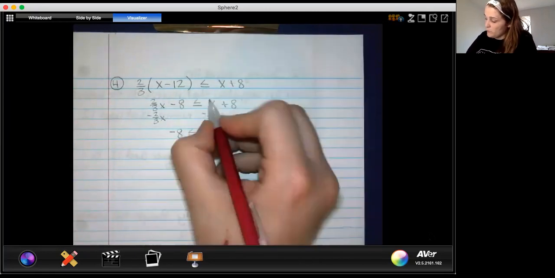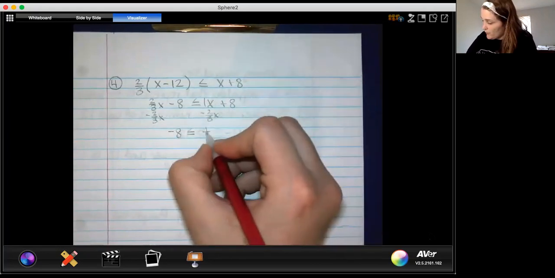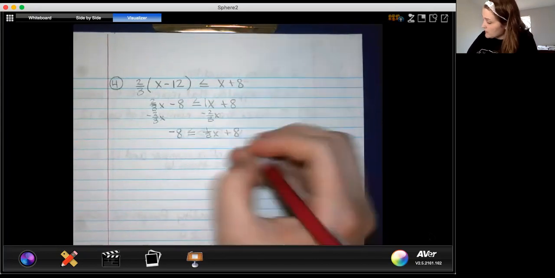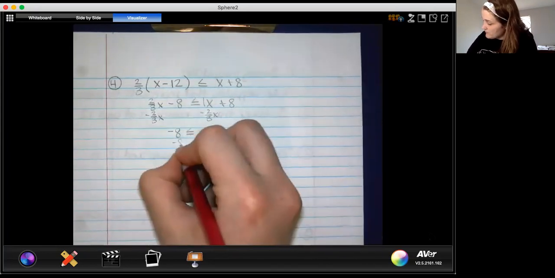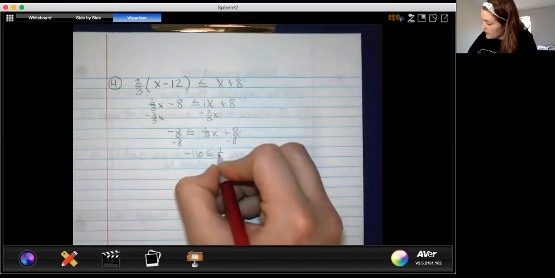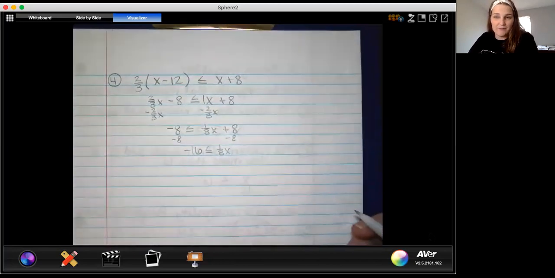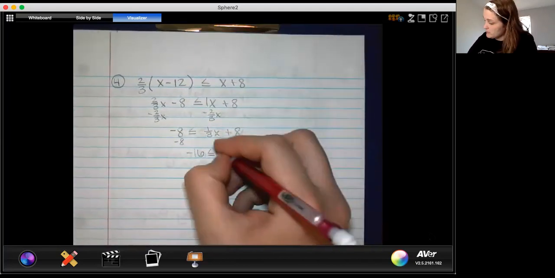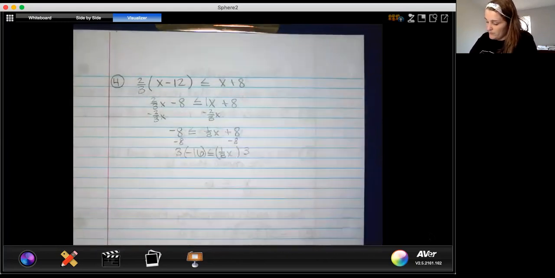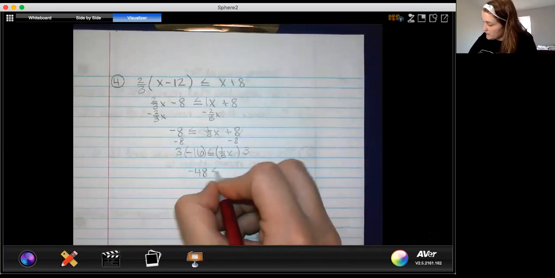Well, if this is 1x, 1 minus 2/3 is 1/3. And then subtract 8. I get negative 16 is less than or equal to 1/3 x. Now we don't divide by fractions, so we multiply by the reciprocal. And so I get negative 48 is less than or equal to x.